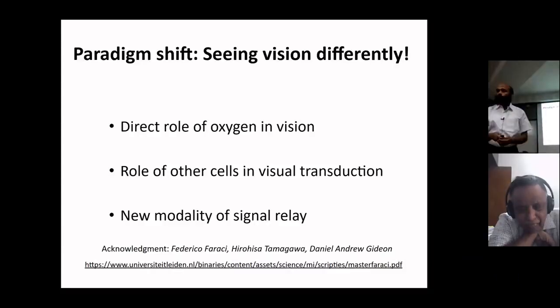Yes, so I have a question. In the classical way of looking at how the retina works, they say that rods sense the intensity of light and cones sense the color. So in the alternative model, how does that work? Oh, wonderful. I have no idea. I have no clue.